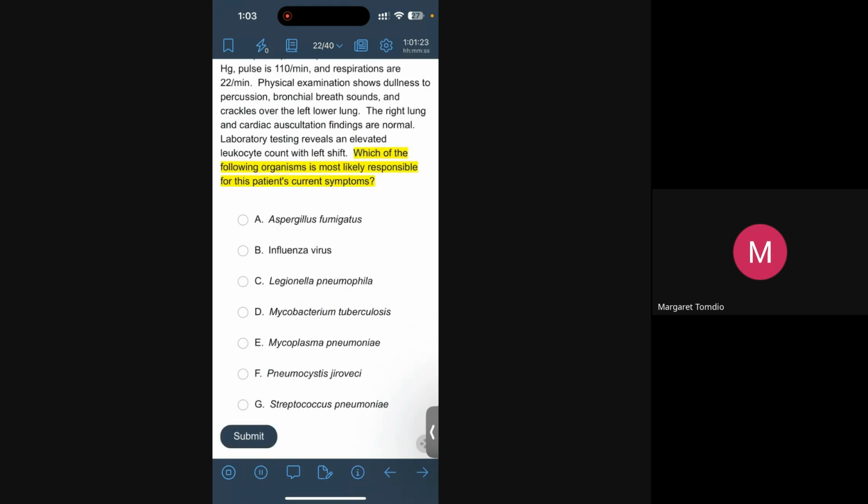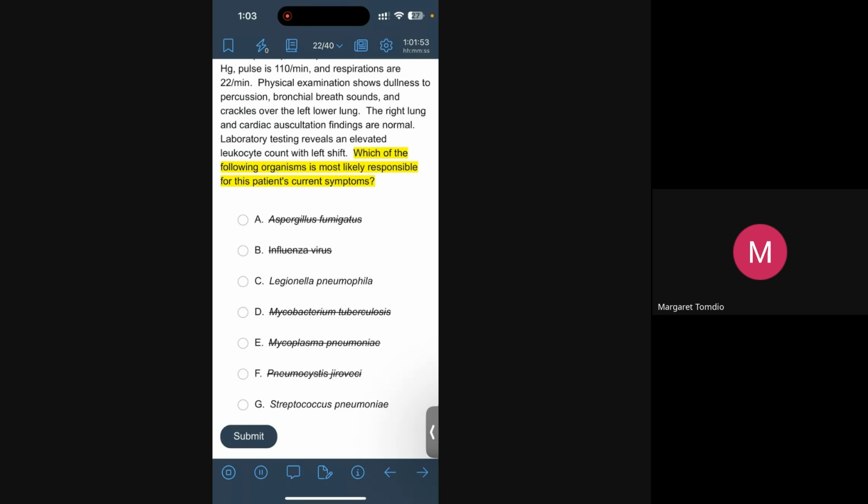We know there are three main bacteria involved in lobar pneumonia. What are the names of those three bacteria? Klebsiella, Strep pneumonia, and Legionella. So A is eliminated, B is eliminated, D is eliminated, E is eliminated, F is eliminated. We are left with two options, C and G.